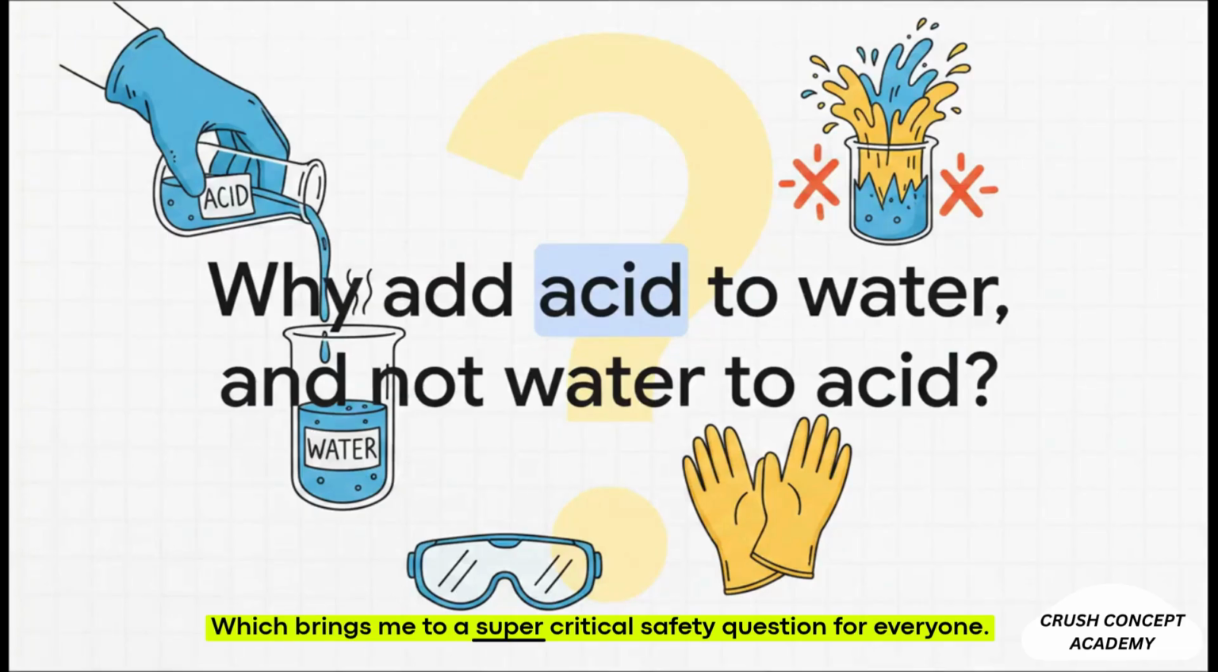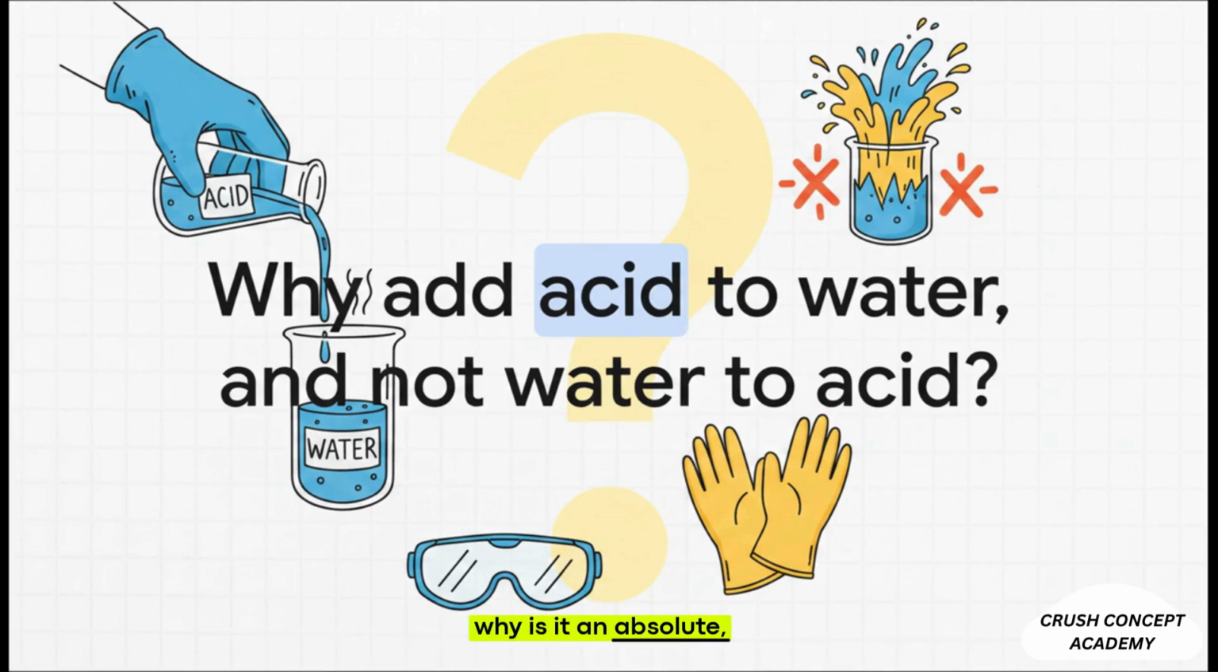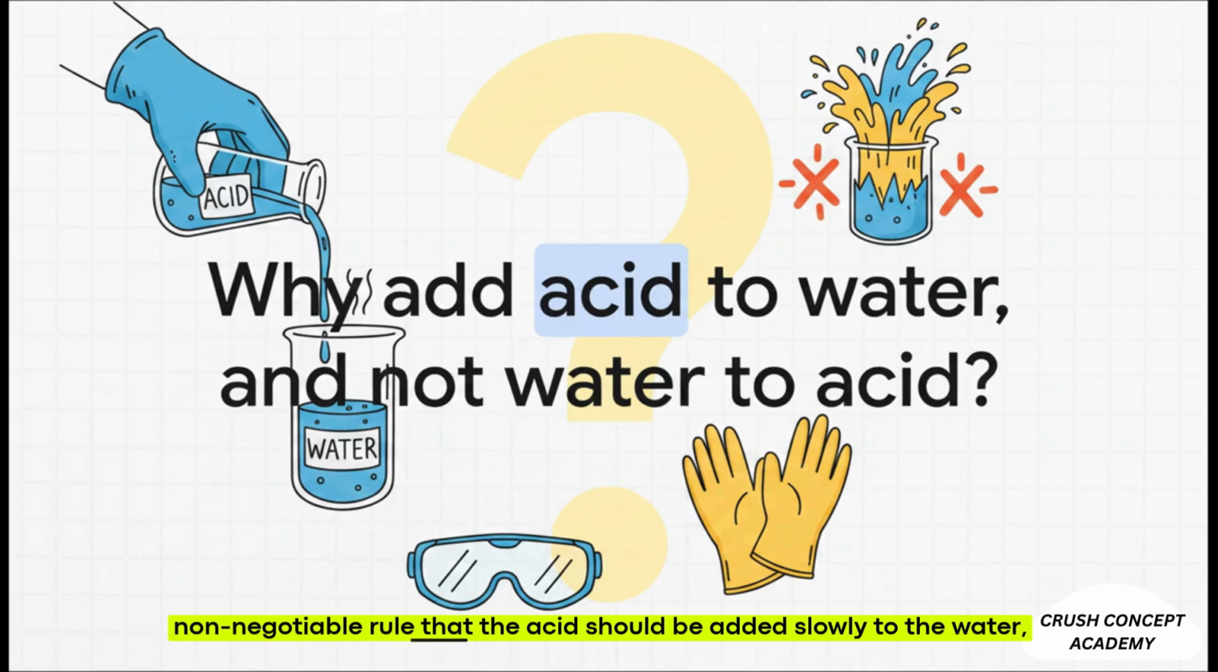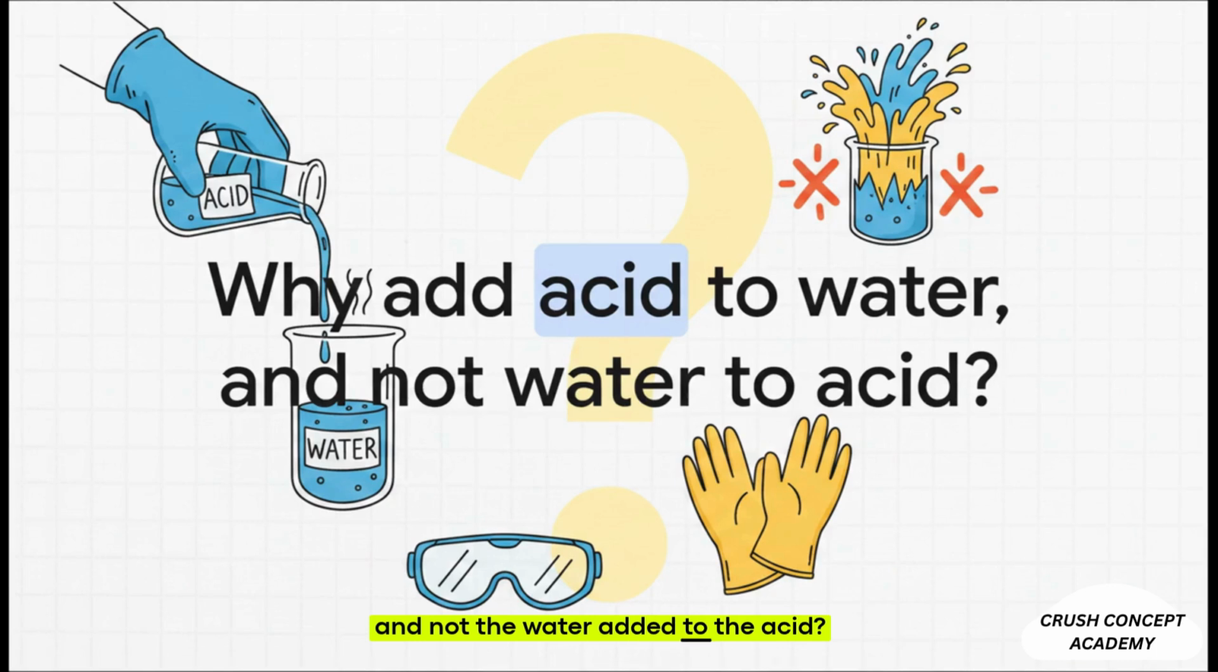Which brings me to a super critical safety question for everyone. While you're diluting an acid in the lab, why is it an absolute, non-negotiable rule that the acid should be added slowly to the water and not the water added to the acid? Think critically about that massive heat generation we just mentioned.